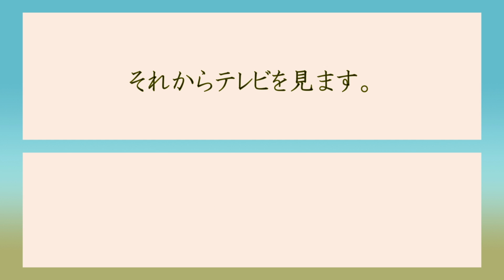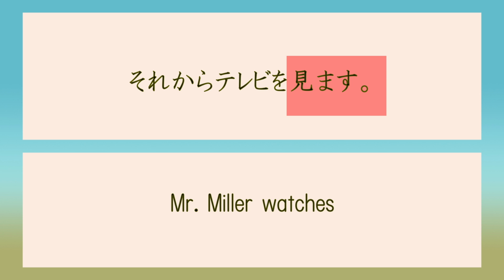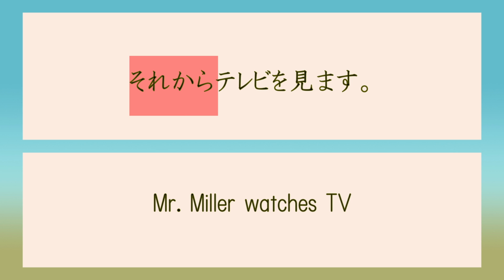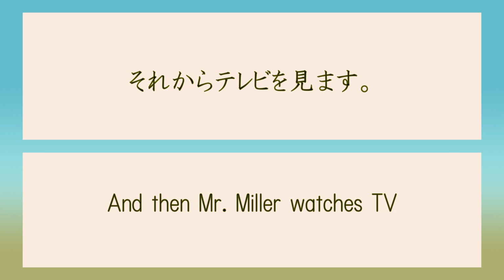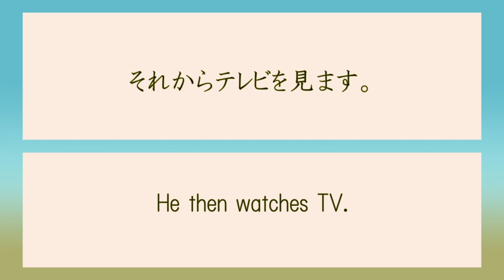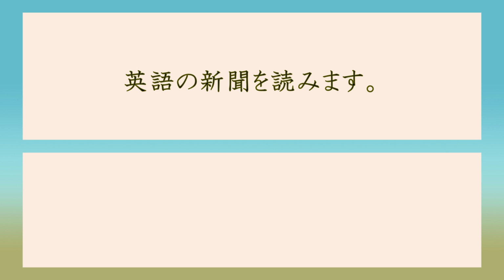Next sentence. それからテレビを見ます. So no topic. So we are still talking about Mr. Miller. The verb is 見ます, to watch or to see. Mr. Miller watches. Then we go backward. テレビを, he watches TV. それから is a time indicator that means and then. And then he watches TV. Again, let's check it in English to make it better. He then watches TV. Then we have 英語の新聞を読みます.